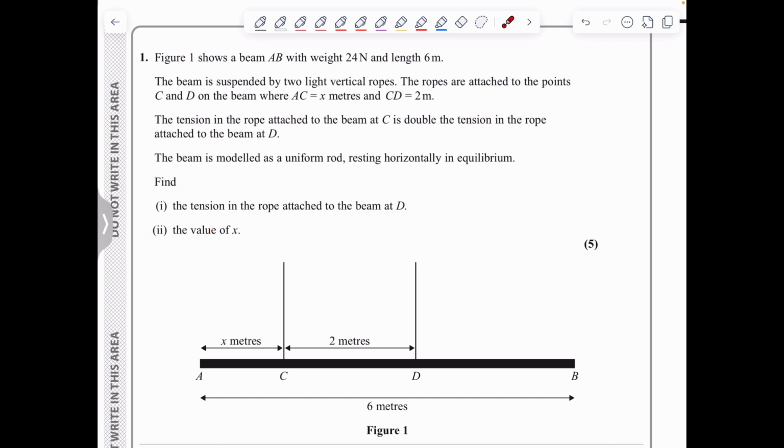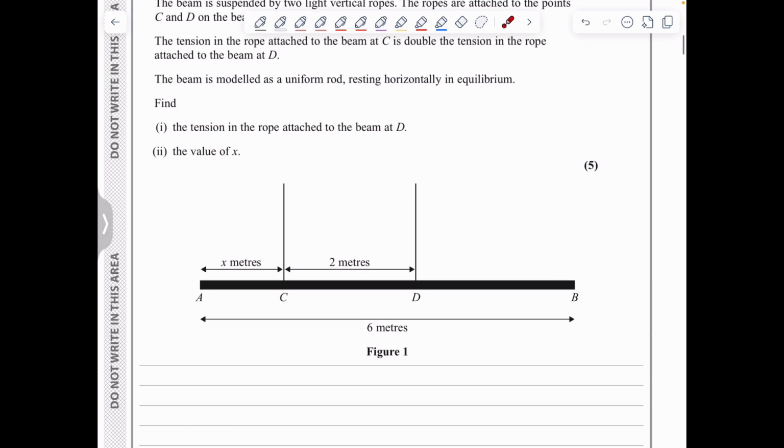So the first thing to do is add all the forces acting here. We've got the weight of 24 newtons at the middle. We've got the tension at C and the tension at D. And we know that the distance between A and the center of mass is 3 meters because we are modeling the beam as being uniform, which means that the center of mass is at the midpoint.